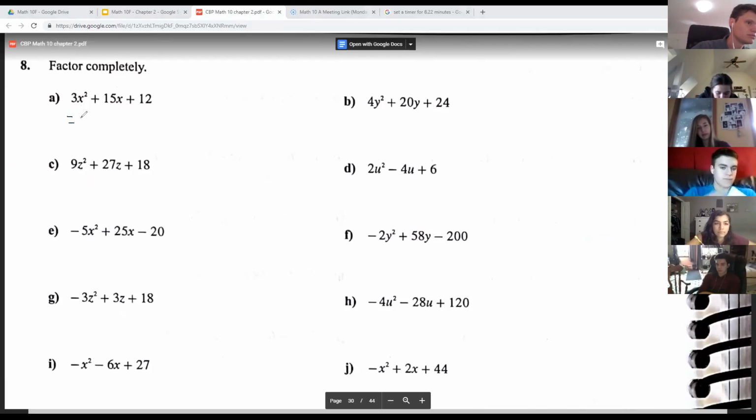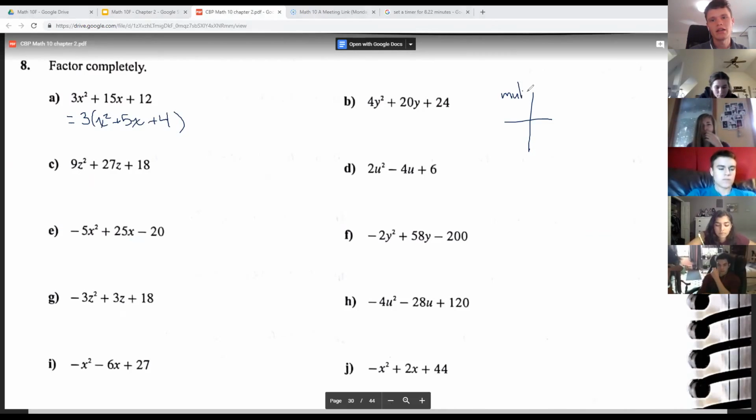3. Awesome. Good. So we can factor out that 3. We write it in front. And then we're going to leave the leftovers. So that'll be x squared. 15 divided by 3 is 5. And 12 divided by 3 is 4. Okay. Good. And now we are looking for two numbers that multiply to 4 and add to 5.